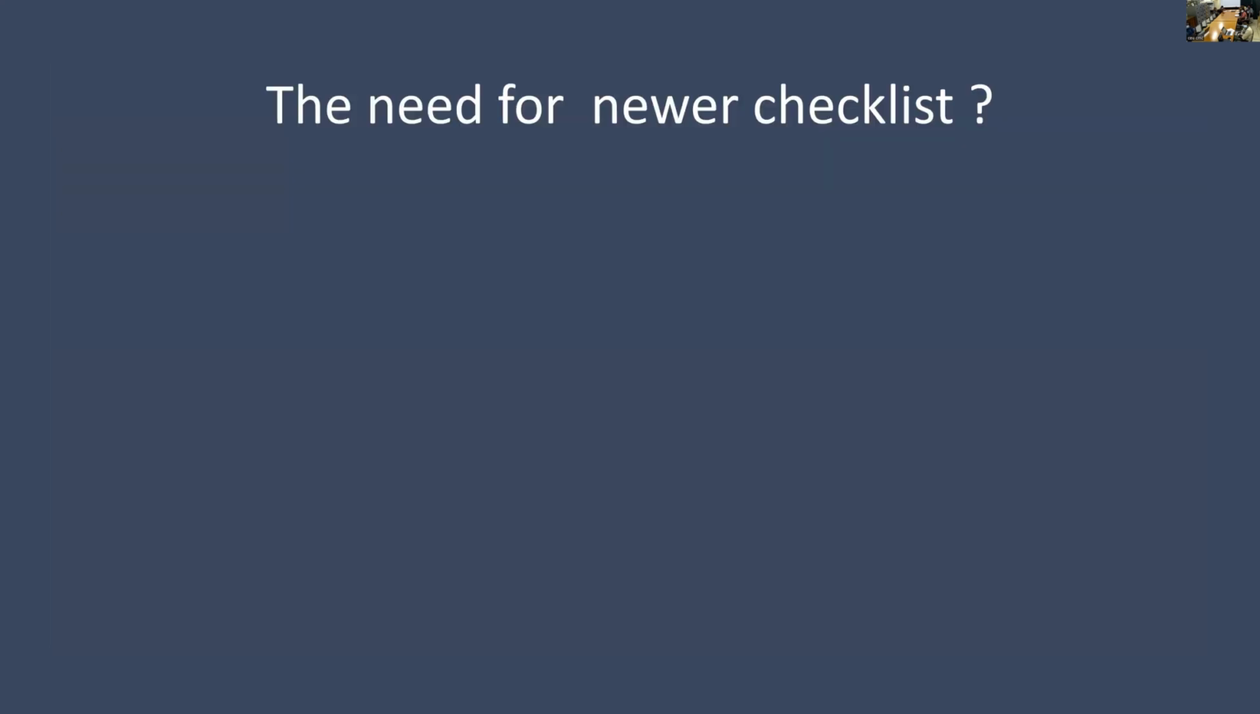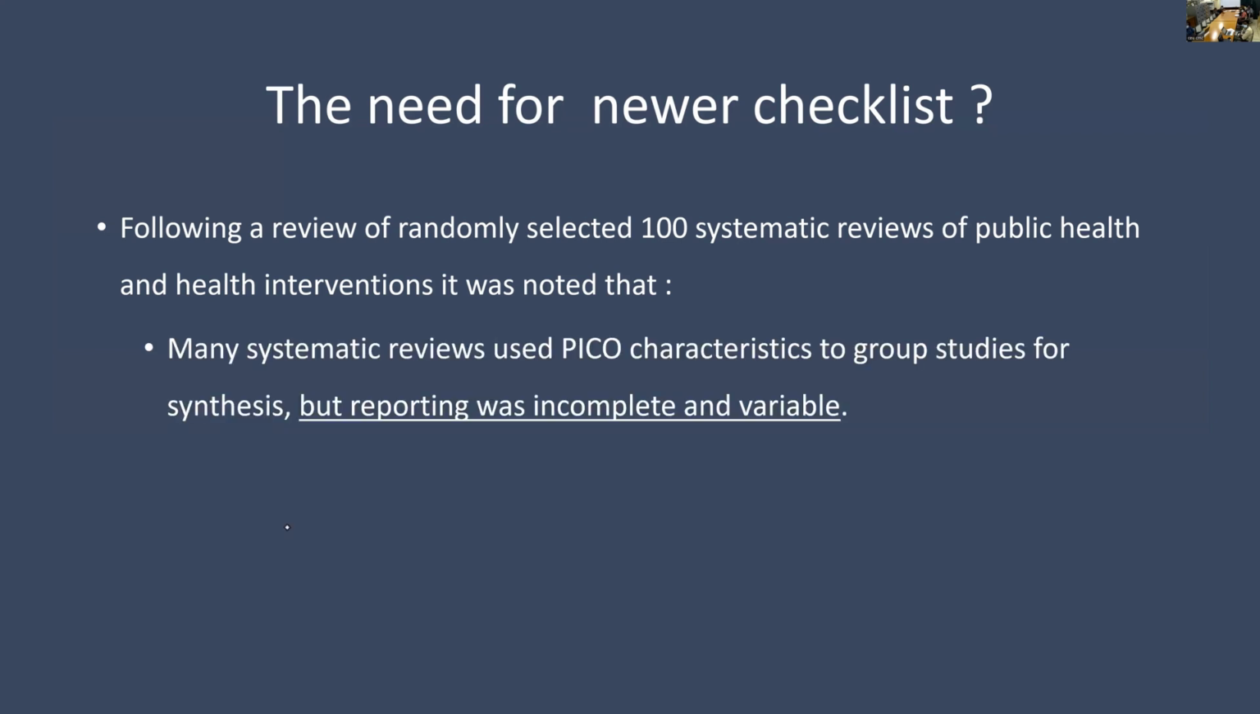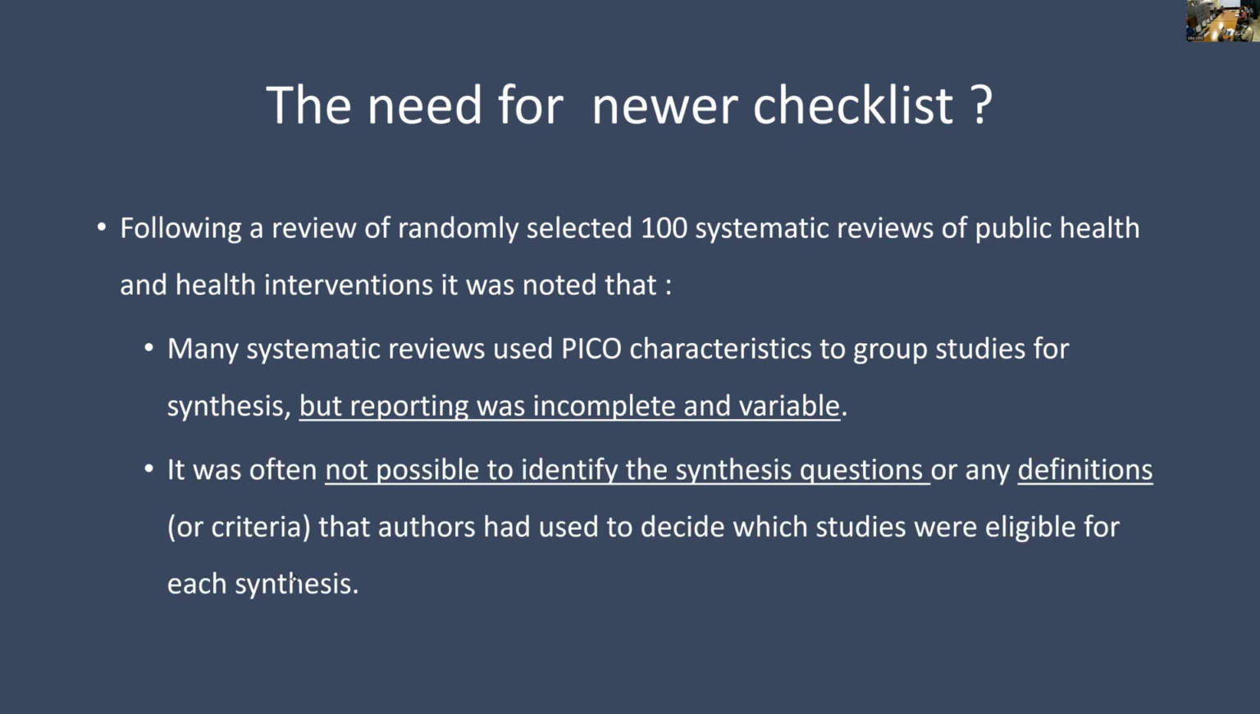So why do we need a newer checklist? The InSynQ group had randomly selected 100 systematic reviews of public health and health intervention. They noted that many systematic reviews use the PICO characteristic to group studies for synthesis. But reporting was incomplete. Nobody knew how they had grouped them, or how they decided to group them. It was not really possible to identify the synthesis questions or any definition that the authors had used to decide which studies were eligible, what were the criteria they had used to include or exclude the studies.